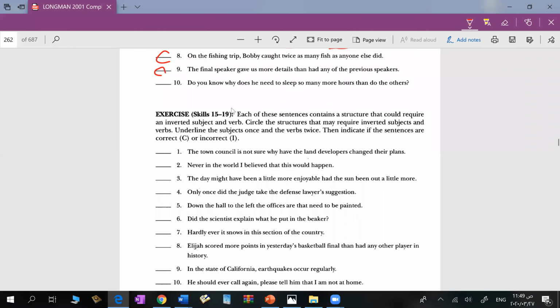Incorrect. Why? How can I make it correct? Why he needs. Needs, yes. Thank you very much. There is no need for inversion here. We have why in the middle of the sentence, and we said if why comes in the middle, then no need for inversion. Subject, verb, not verb, subject.